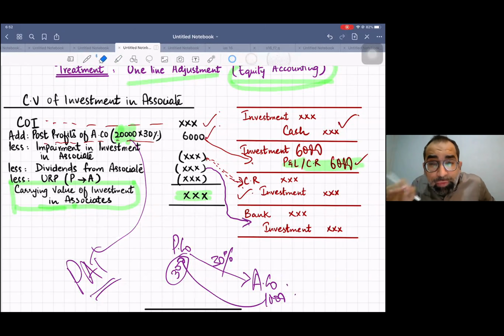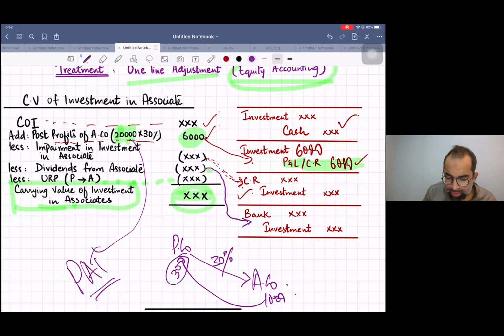So if you book this dividend income from a company as an income in the consolidated books, you will record income twice. That's why you just have to make the entry debit bank and credit investment. You have to reduce the investment because you have already included it in this 6,000, right? And one more thing, if there is a URP from P to A, you need to adjust that thing as well.